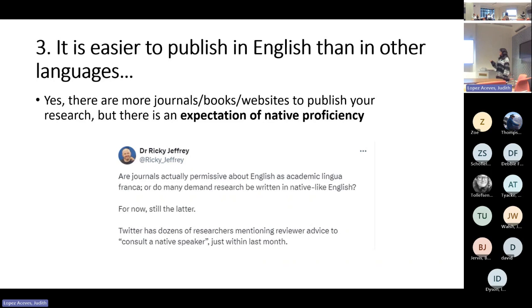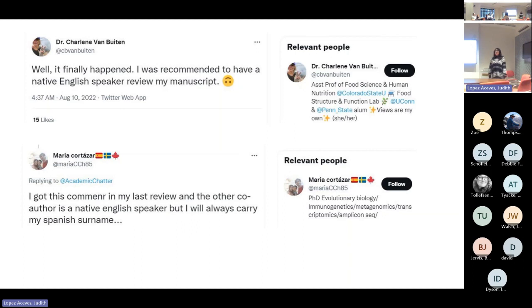This was incredible for me. Even if you search for native English review, you're going to find lots of tweets, a lot of gossip. So it's fun if you're in the bathroom and you're bored and want to see some gossip. But these are some of the tweets that were in the thread.